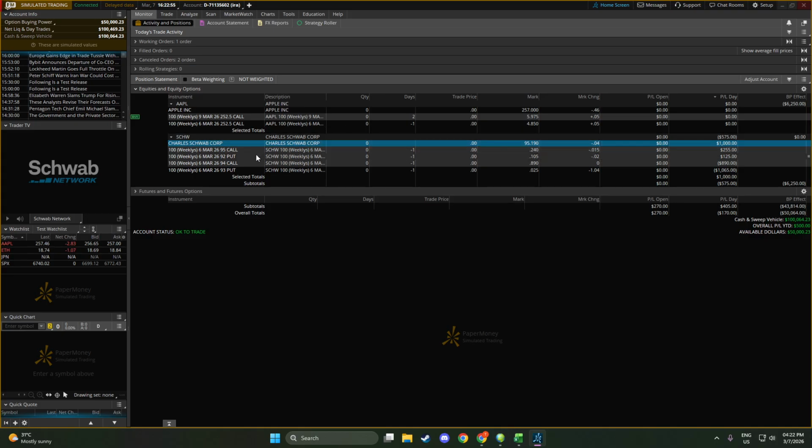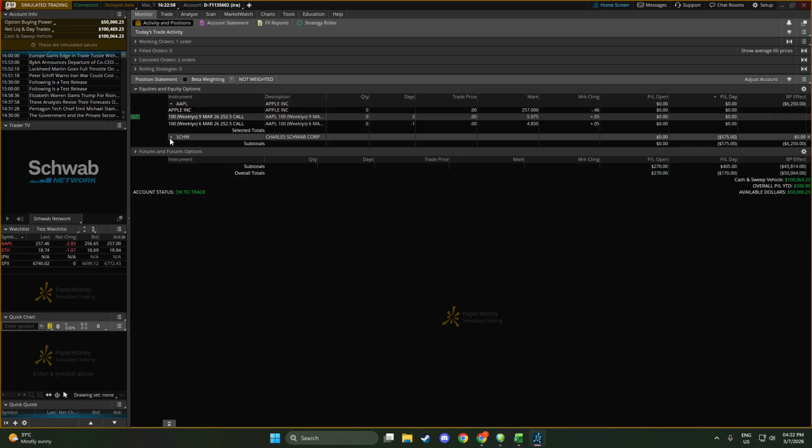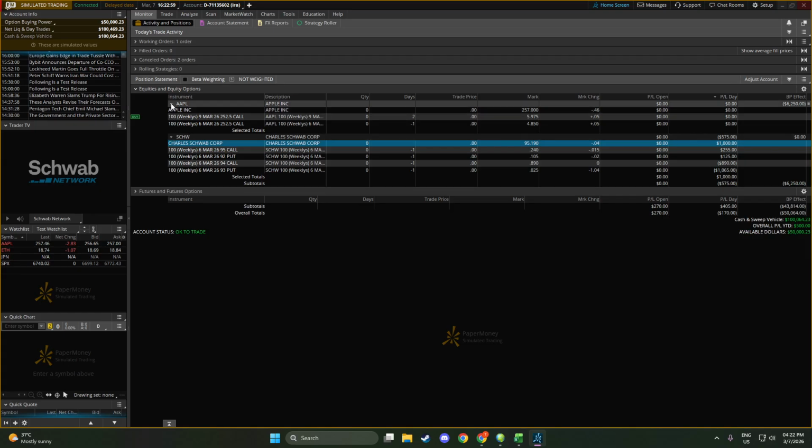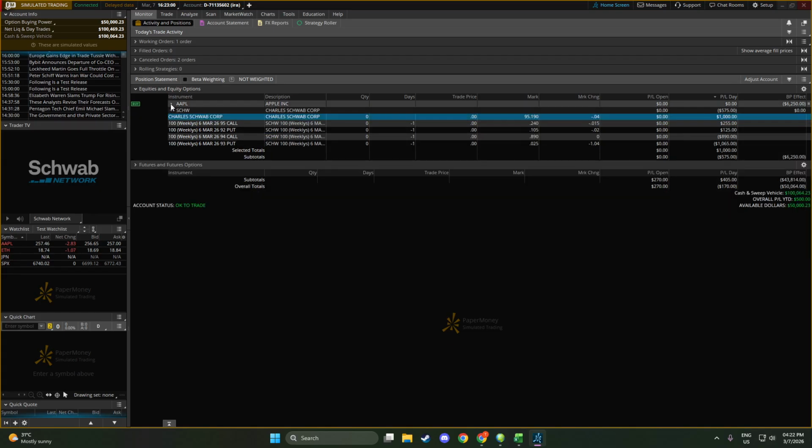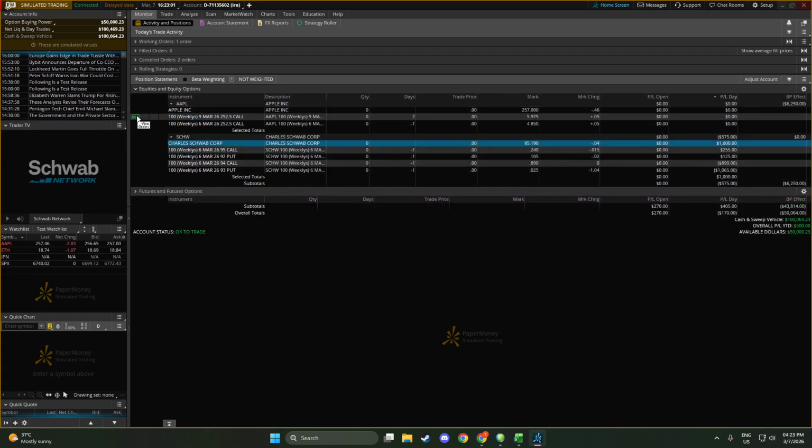If you want more detail on a position, click the small arrow next to the symbol to expand it. This is especially helpful for multi-leg option trades, where you'll see each leg broken out with its own quantity, price, and Greeks, as well as any additional specs that help you understand how the overall strategy is behaving. From here, you can manage a position directly.